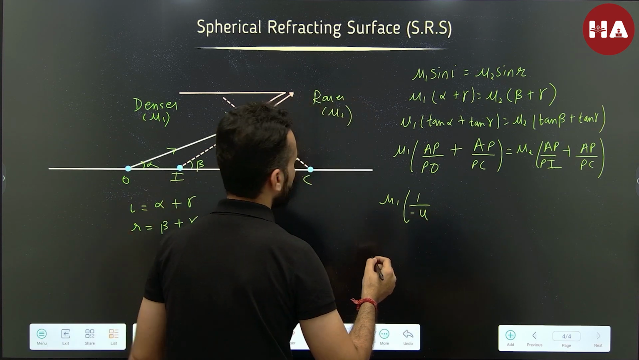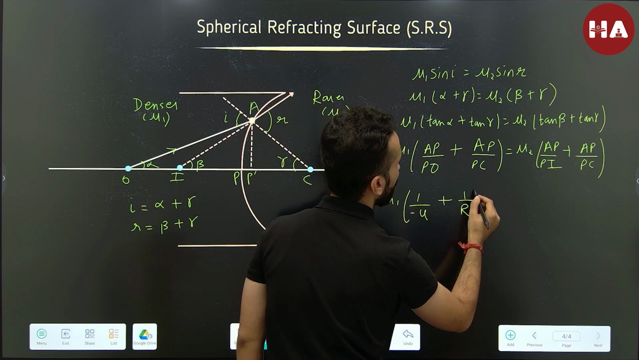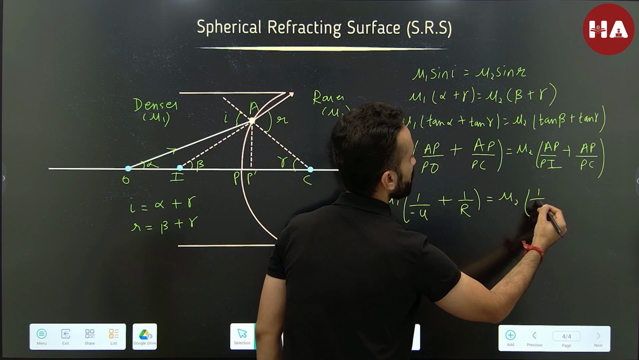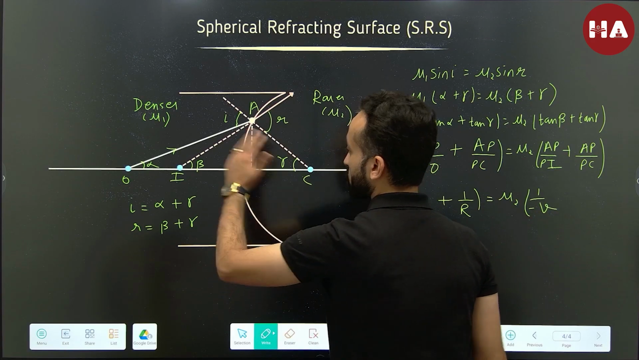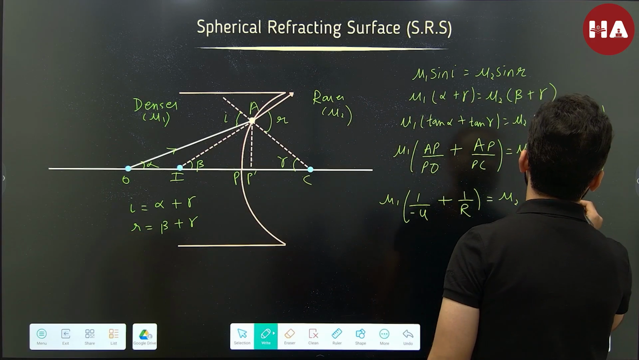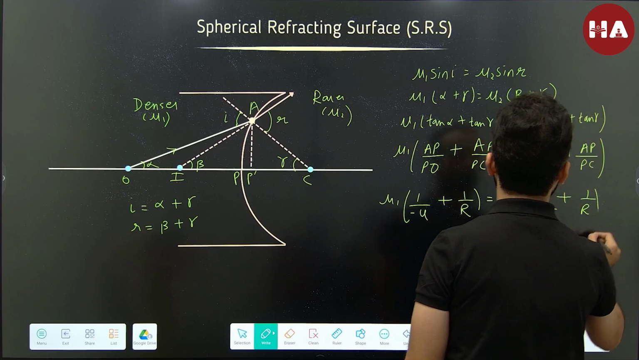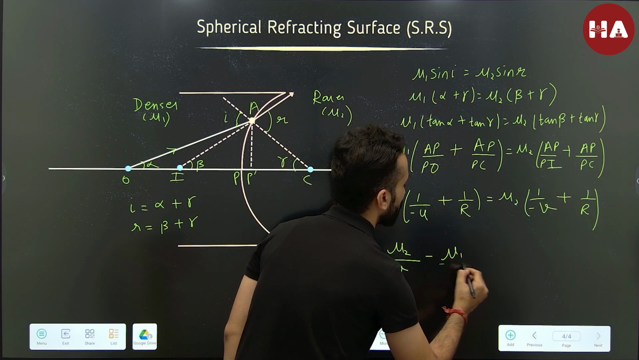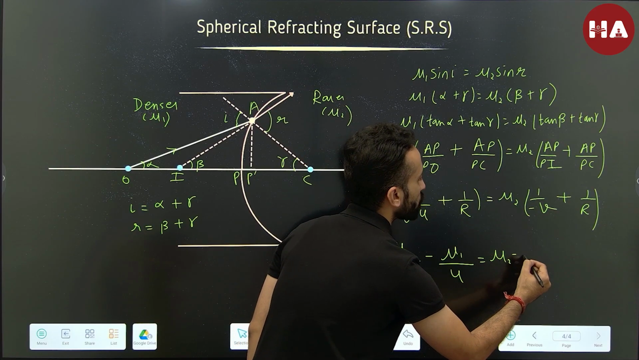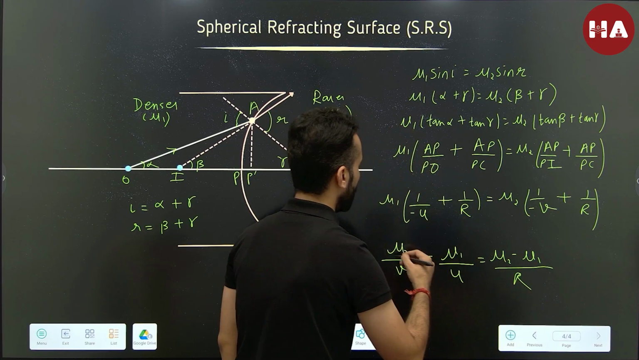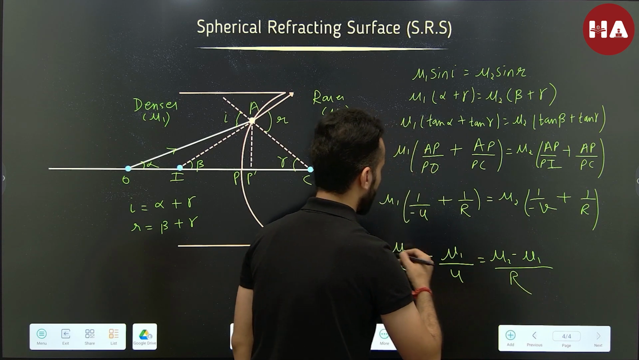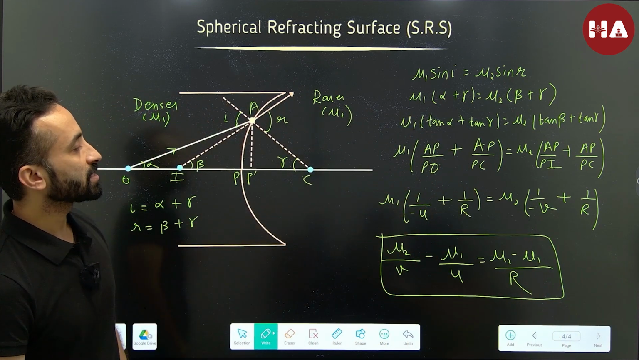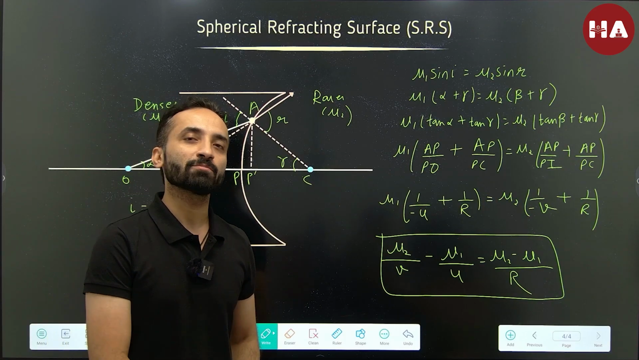And this will become minus U because it is on the left side. This is going to become plus R, it is on the right side. The center of curvature is on the right side, and this is going to be minus V because it is on the left side. It's a virtual image, and this is going to be plus R. Rearranging, you get the same formula, mu2 upon V minus mu1 upon U equals mu2 minus mu1 upon R. So, no surprises there, the formula is always the same. All right. Mu2 upon V minus mu1 upon U equals mu2 minus mu1 upon R.